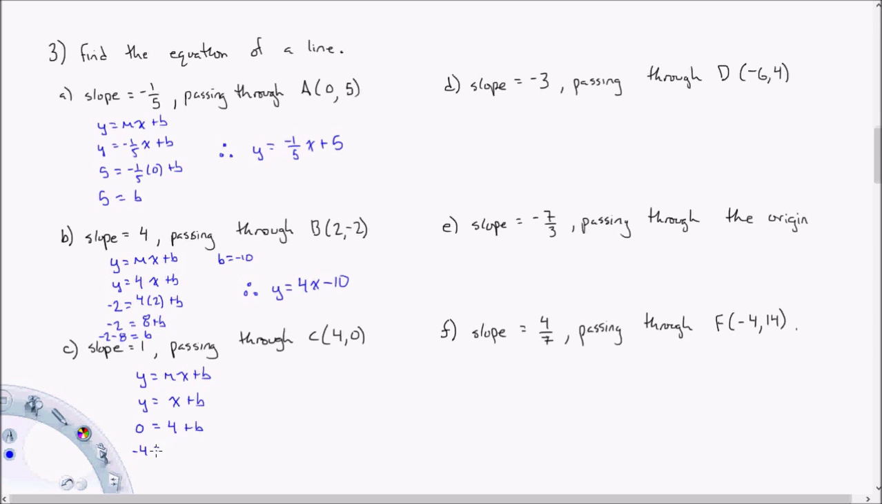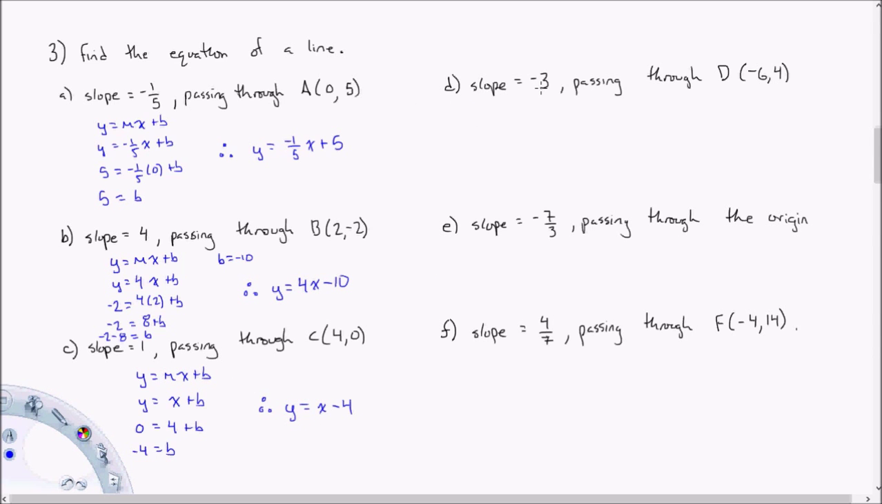We would get negative 4 equals b. Therefore, b is negative 4. And therefore, y is equal to mx, so 1x, or 1 times x is just x, plus b. And b is a negative number, so subtract 4. And that's the equation of this line.